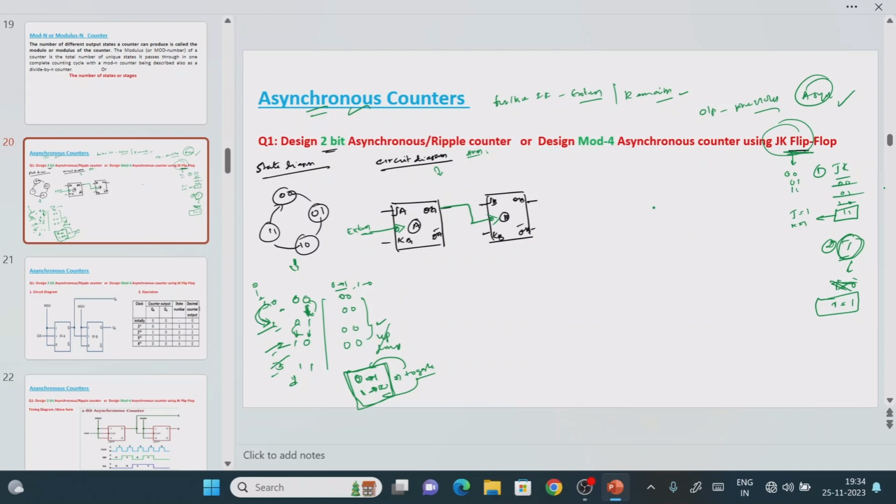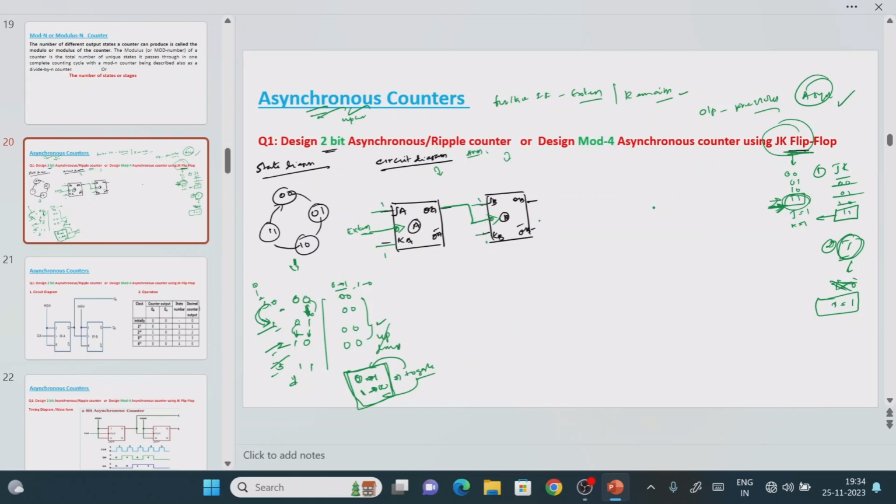Now, in the JK flip-flop we have 4 conditions, right? Out of these, which will perform the toggle operation? Only J equal to 1, K equal to 1. We need to apply this condition in the circuit so that you will find the asynchronous up counting operation. It means JA should be 1, KA should be 1, and JB should be 1, KB should be 1. Now, how many times are we giving an external value? 4 times, right? For the first flip-flop 2 times, and for the second flip-flop 2 times.